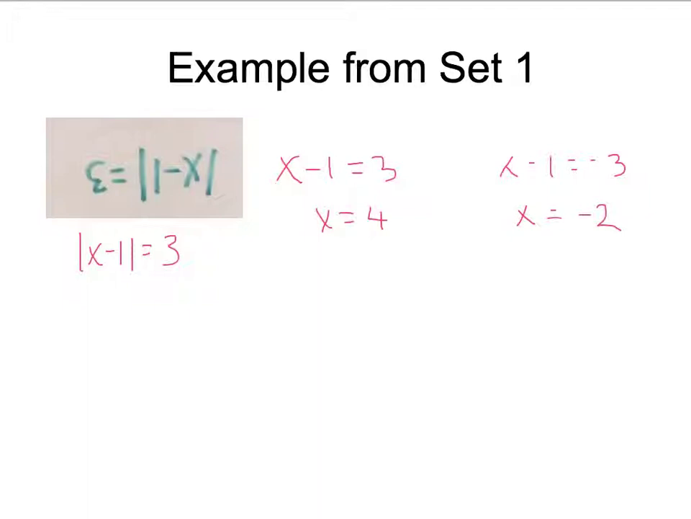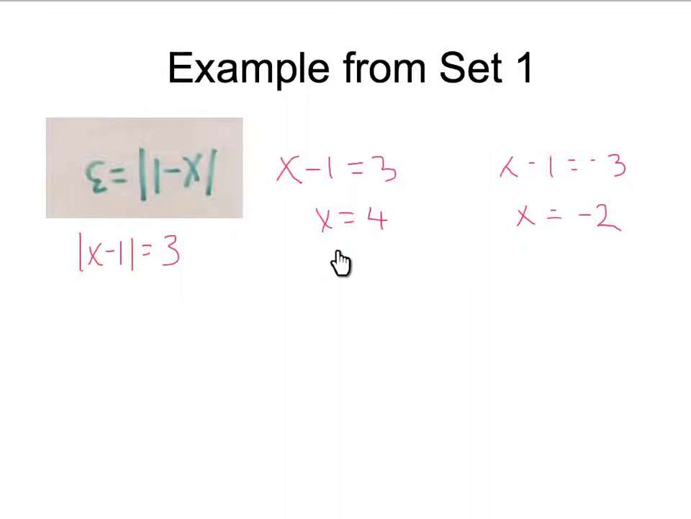So we had the absolute value of x minus 1 equals 3. I don't know why these pictures are upside down. They were not upside down whenever I did this. So anyway, we got x minus 1. We take that, set it equal to 3. Solve for x, x equals 4.